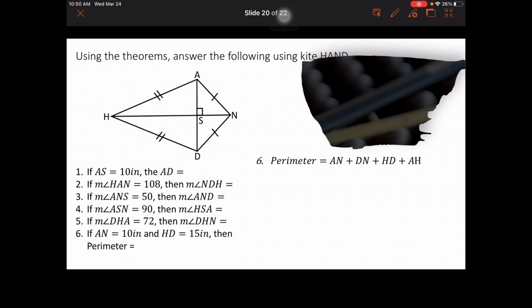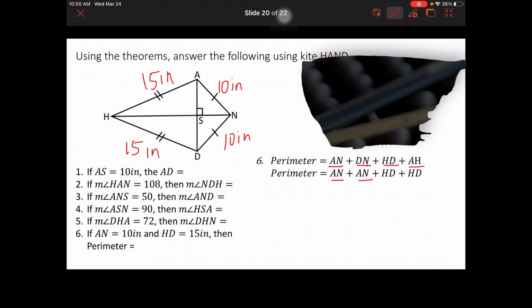Since ang given lang natin is AN is equal to 10, ND, 10 inches, HD is equal to 15 inches. Since AN and DN is congruent, 10 inches din to. Then, this is also 15 inches. Or, para hindi po tayo mahirapan, palitan na lang natin yan. Since equal lang naman ang segment AN and DN, pwede kong sabihin na AN plus AN. Si HD is equal to segment AH, pwede din natin sabihin that HD plus HD. Then, substitute lang po natin yung given. 10 plus 10 plus 15 plus 15 is equal to perimeter is equal to 50.